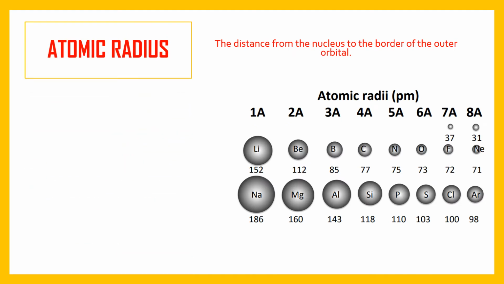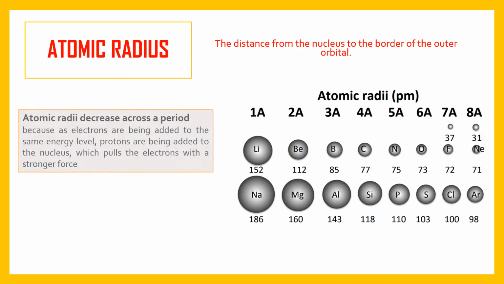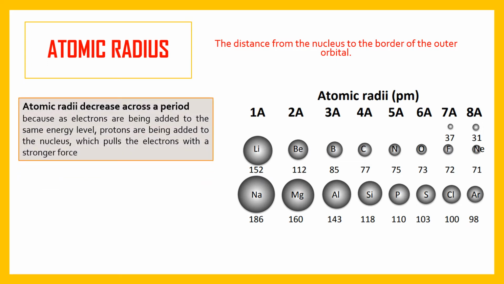Atomic radius. Atomic radius is the distance from the nucleus to the border of the outer orbital. Atomic radius decreases across a period because as electrons are being added to the same energy level, protons are also being added to the nucleus, which pulls the electrons with a strong force. Therefore, it decreases across a period.